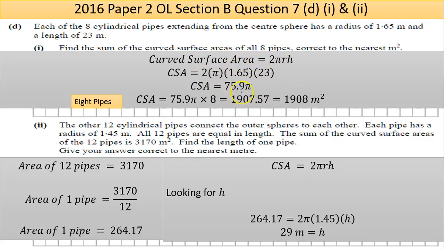Mine comes out in terms of pi. Press the change button. And in the same job, I'm multiplying that by 8 because there's 8 pipes. Now, I marked this paper back in last year. A very common mistake was to forget to multiply by the 8. Just be aware of that. Make sure you read the question.